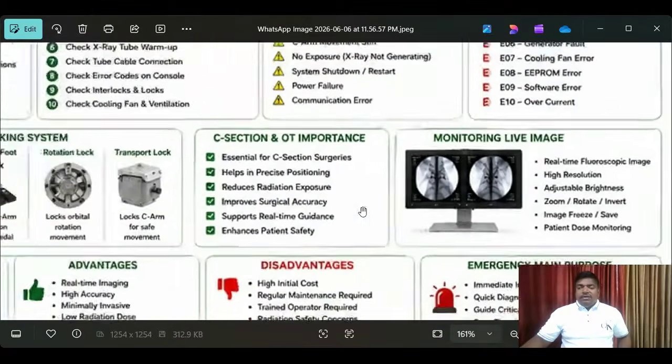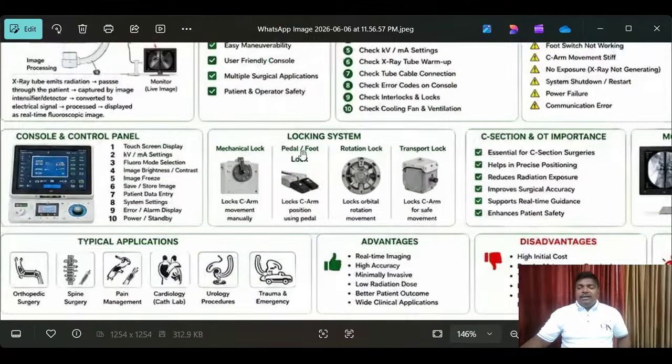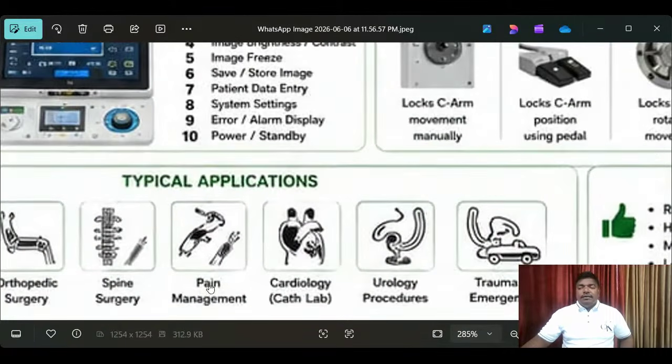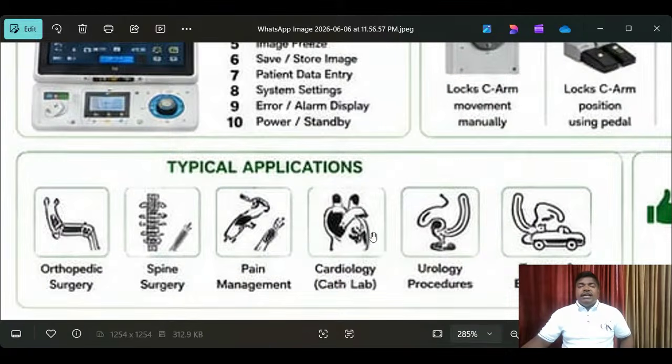So this is the complete explanation. Now come here, one more topic I'm going to show you. See here, typical applications. At what situations will CM be used? Whoever is in the medical field, whoever is a doctor or technician operating regularly, those people understand. Mostly CM is used in orthopedic surgery. See here, mostly the CM is used in the orthopedic department, 100%.